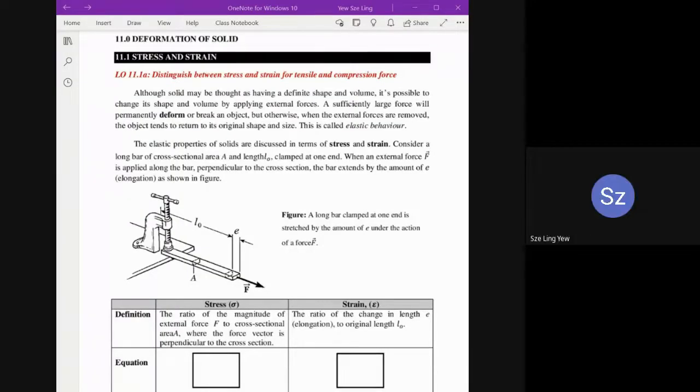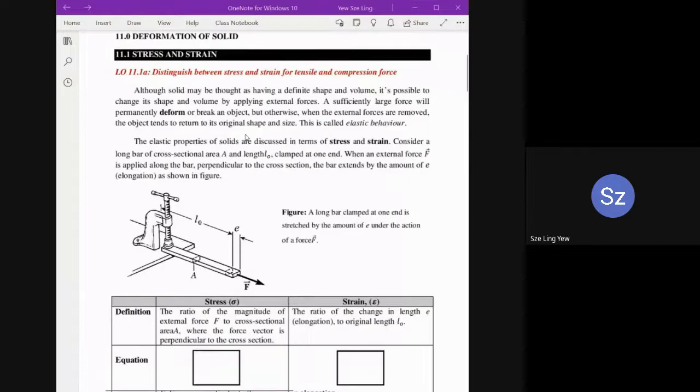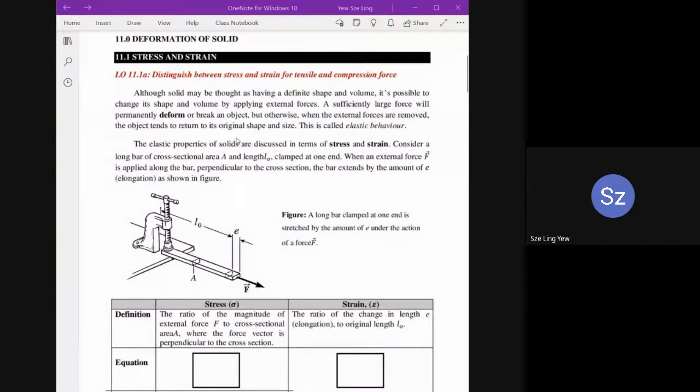Okay, so let us start our class today. Today we're going to look at chapter 11. Chapter 11 is just a very short chapter, and we are supposed to use 2.5 hours to complete it. But I believe we can finish it within an hour, because it's more on memorization.